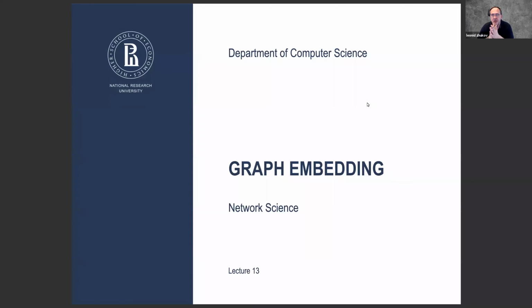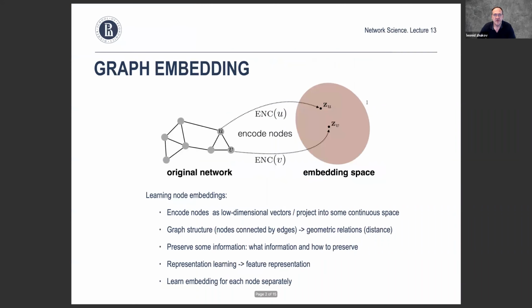All right, guys. So today we're going to continue with machine learning on graphs, and we're going to talk about graph embeddings. Now we're going to have a short lecture today, and you will learn more material at the seminar. So first of all, what do we mean by graph embedding?